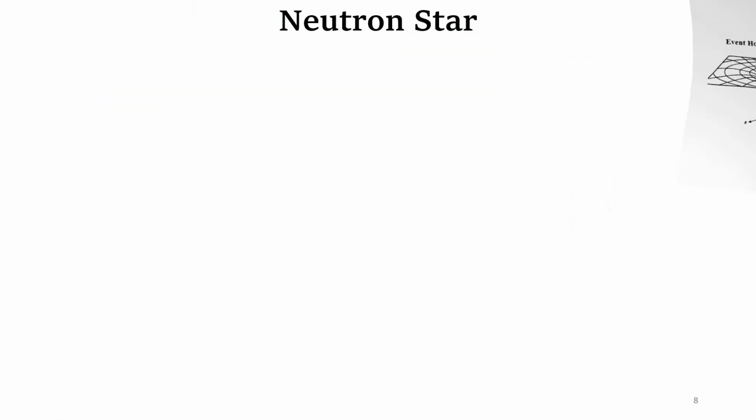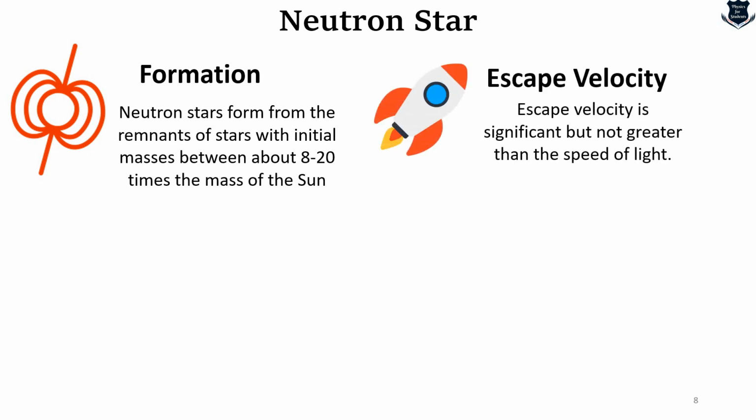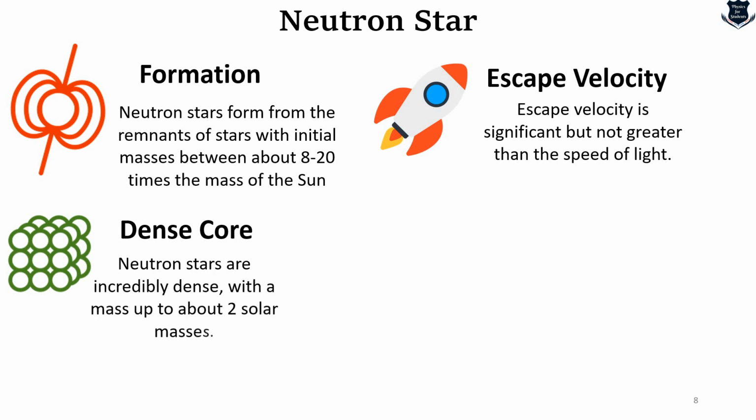We come to the neutron star, and in terms of formation also, neutron stars form from the remnants of stars with initial masses about 8 to 20 times the mass of the sun that explode as supernovae. If the core's remaining mass is between 1.4 and 3 solar masses, the Tolman-Oppenheimer-Volkoff limit, it collapses into a neutron star. The escape velocity is high, but remember it is not greater than the speed of light. It has a very dense core.